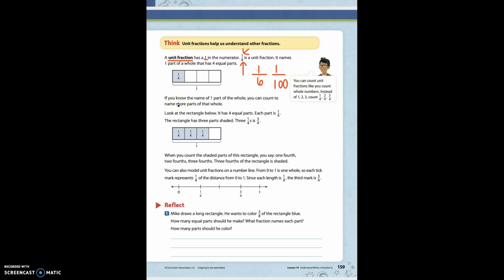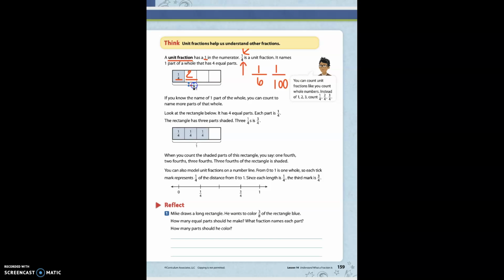If you know the name of one part of the whole, you can count to name more parts of the whole. So if you know that this is 1/4, then this part would be 2/4.